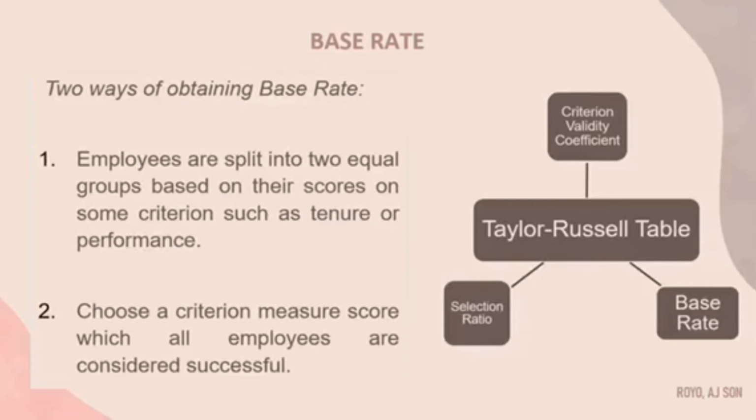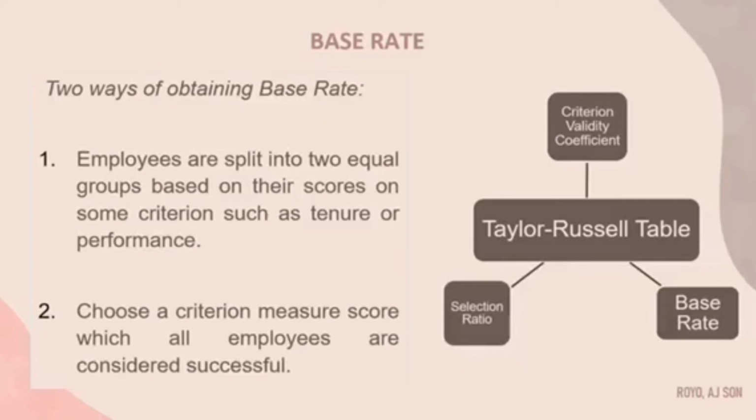Okay, base rate is the percentage of employees currently on the job who are considered successful. So we also have two ways of obtaining the value of base rate. So first, employees are split into two equal groups based on their scores on some criterion such as tenure or performance.